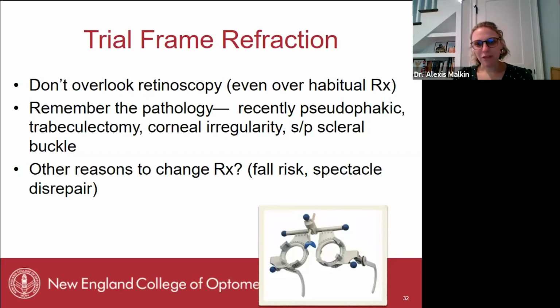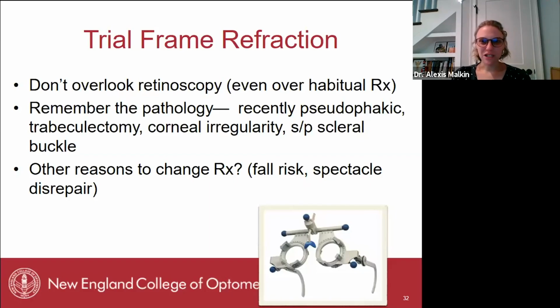You also want to think about the pathology. So has the patient recently had cataract surgery? This is obviously going to change the prescription significantly. I have many patients who've had cataract surgery, and for whatever reason, they still think their old glasses are going to work, and they bring me a whole bag of old glasses, which are clearly not even close to their post-cataract surgery prescription. After trabeculectomies, patients have increasing astigmatism. If your patients have corneal irregularity, scleral buckles, or have myopic degeneration, these are patients that you really need to refract regularly and very, very carefully.